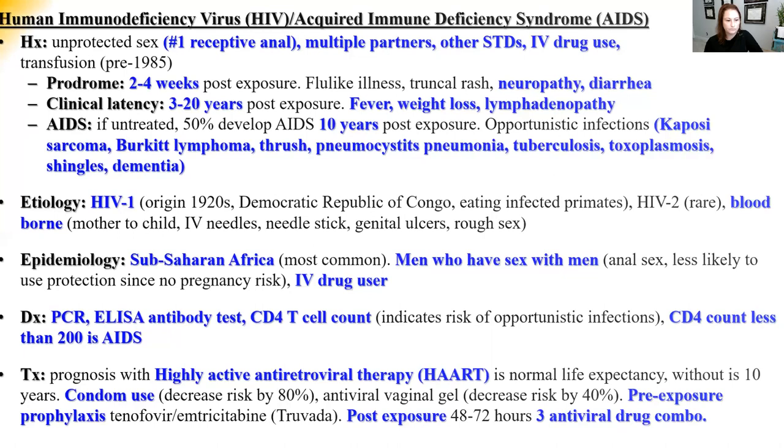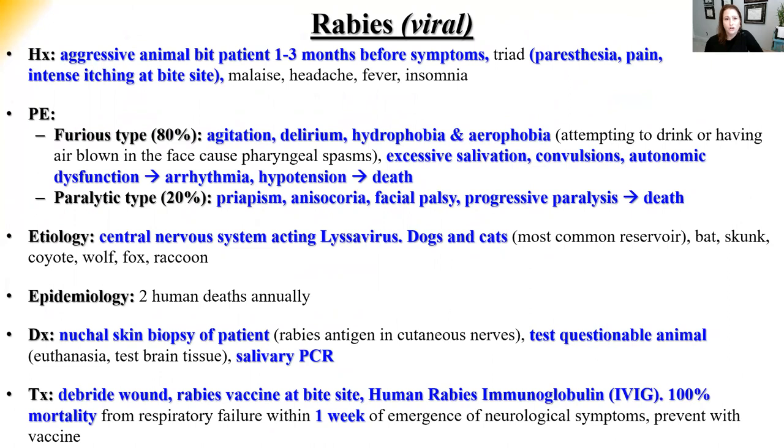Next, let's talk about rabies. This is super rare. It only causes 2 human deaths annually. This is a central nervous system acting lyssavirus, and dogs and cats are the most common reservoir. That's a good exam question there. We can also see this in other mammals like bats, skunks, coyotes, wolves, foxes, and raccoons.